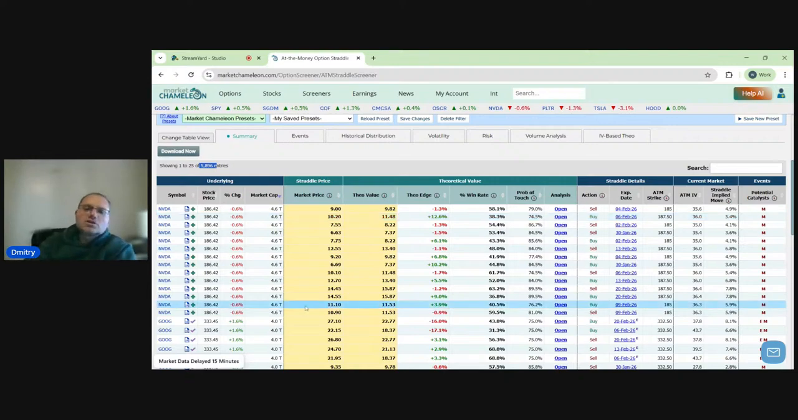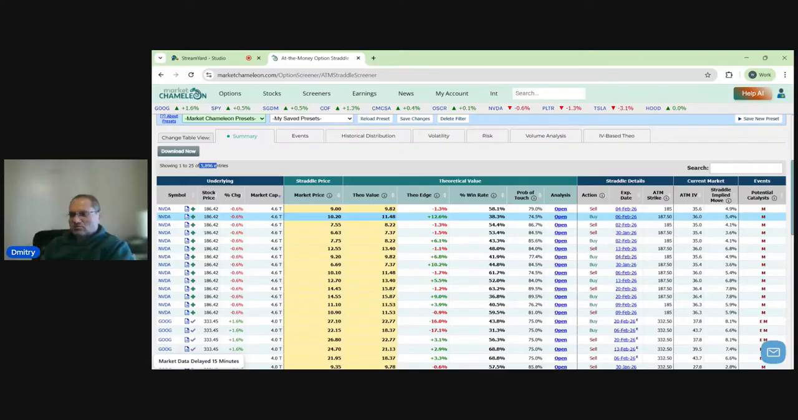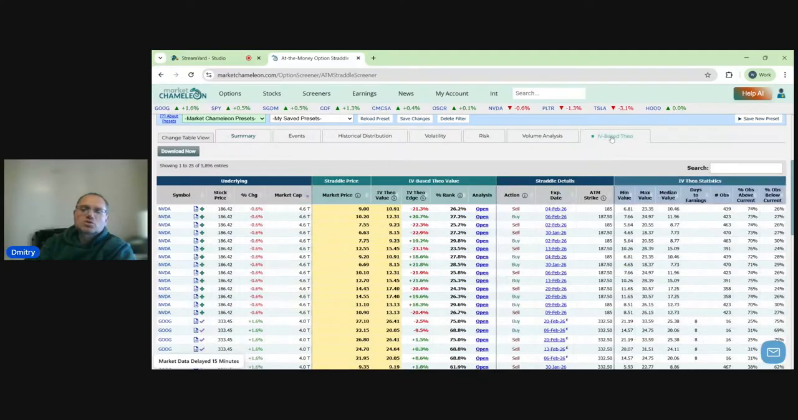So there are different ways to benchmark it. One, we could just benchmark it based on how the stock moved historically, or we could benchmark it based on the implied volatilities of similar options. So we're going to look at the implied volatilities of similar options. I'm going to go to this tab over here, IV-based Theo. I'm going to switch to that.